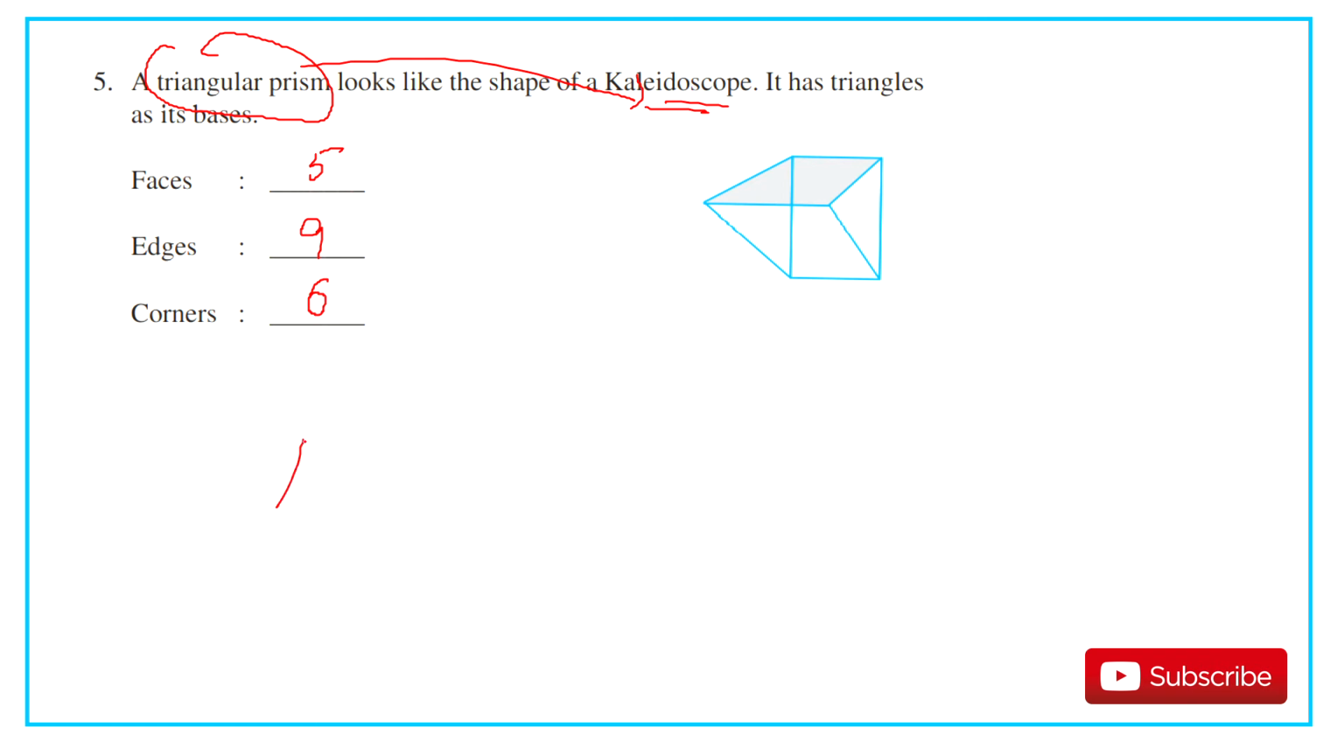Okay, so I hope everybody please learn them. This is very important. Is it clear? All right. Let's go to the next one.